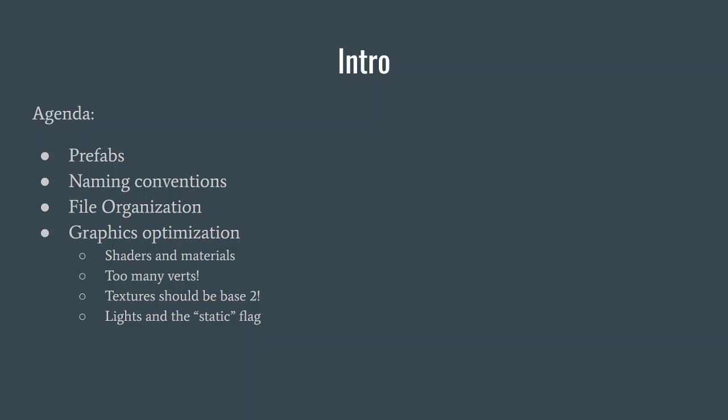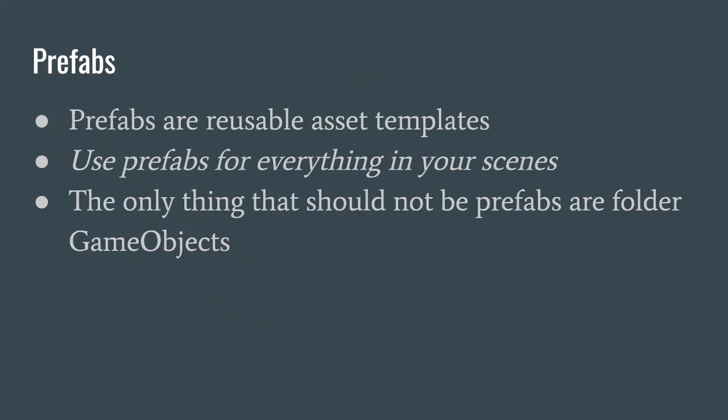So we're going to talk about shaders and materials. We're going to talk about verts. We're going to talk about using textures in base 2. That's a big one. And we're going to talk about lights and the static flag. So all this is cool stuff. All this stuff won't really change how things look. It'll just make it easier for you to hit a frame rate, is basically what all that graphics optimization stuff is all about. So let's just get right into it.